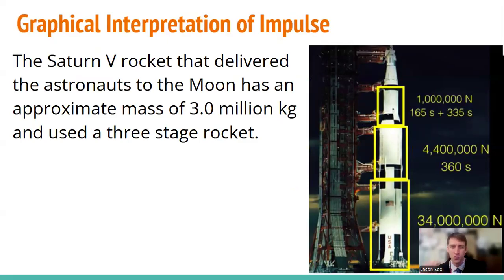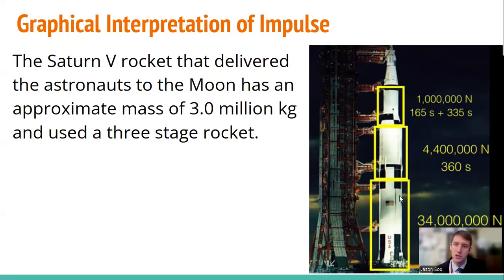Let's go to some graphs and number problems here. This is a picture of the Saturn V rocket, an older generation rocket that first delivered the astronauts to the moon. One thing that's impressive about this is that this thing weighed 3 million kilograms. And so you can imagine that getting 3 million kilograms off the ground required a huge amount of energy. And that's what we see here.